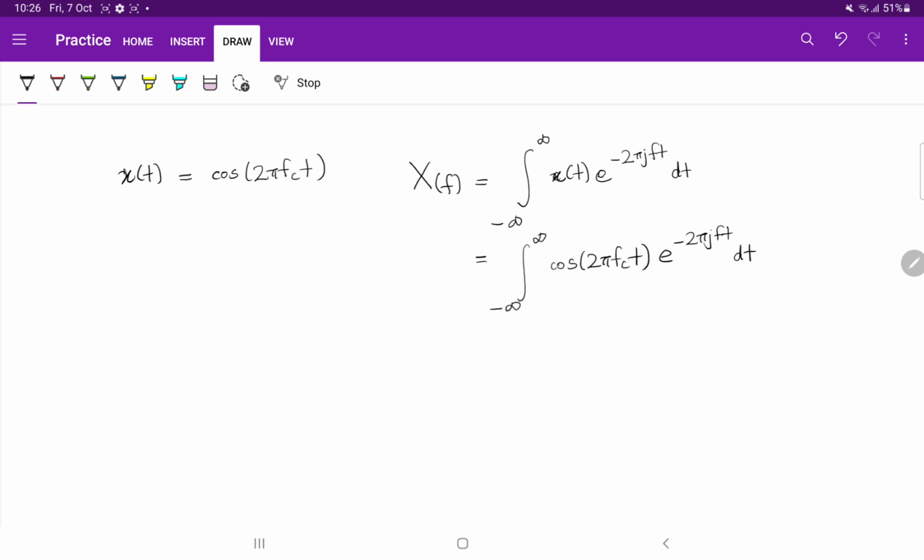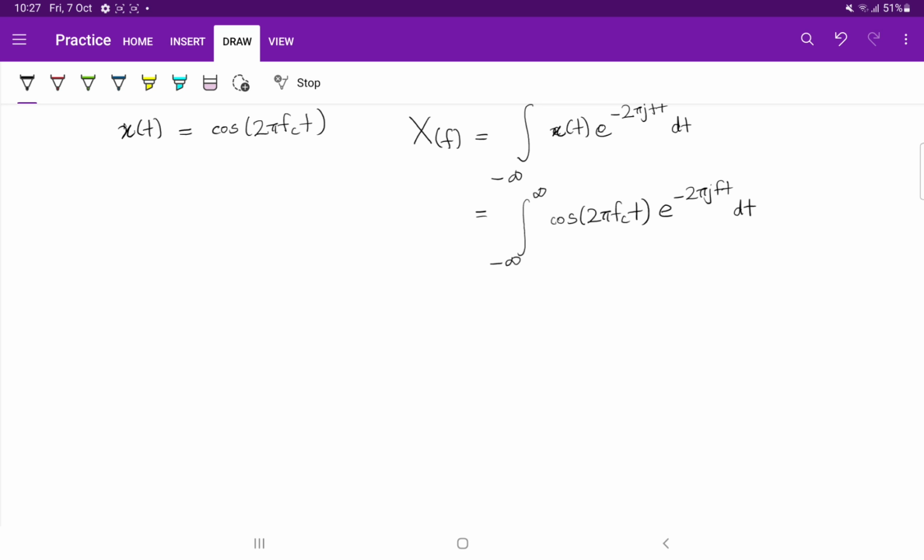Now, there are two parts here: we have cos 2 pi fc t as one section and e to the power minus 2 pi j f t, which means there are two types of terms. So how can you do this? You can do it in two methods. You can use integration by parts two times and get the answer directly, or else you can simply transform this cos theta into a complex form, which we have already learned in our previous video. If you haven't watched that video, please go and watch it first.